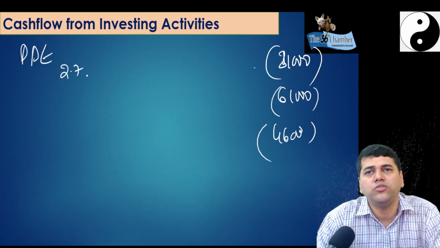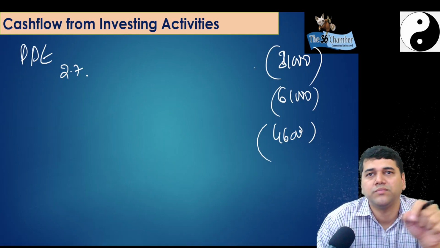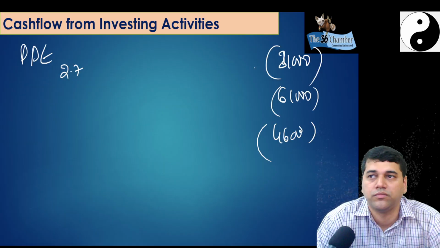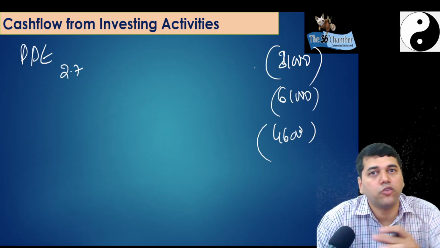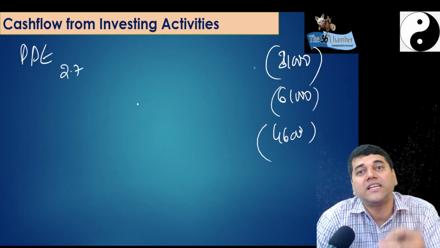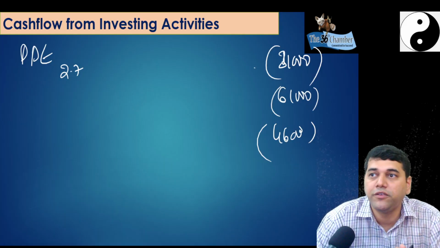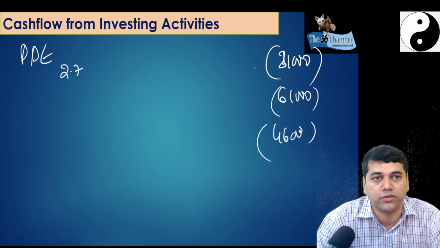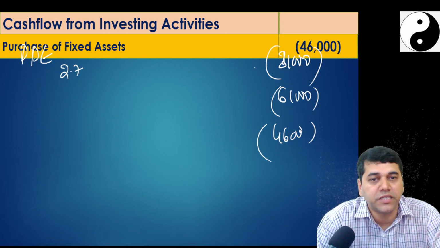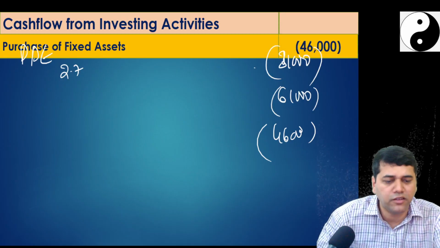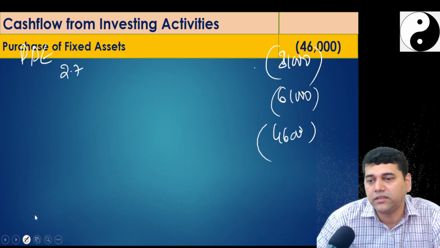One thing is, since I told you gross block, just see the difference in the gross block. Or if you want to see the WDV, add back that WDV depreciation amount. You get that 46,000. So your purchase of fixed assets is 46. I'll show you the reconciliation later. I've done this reconciliation.